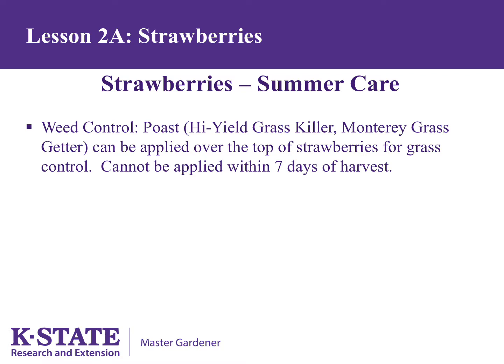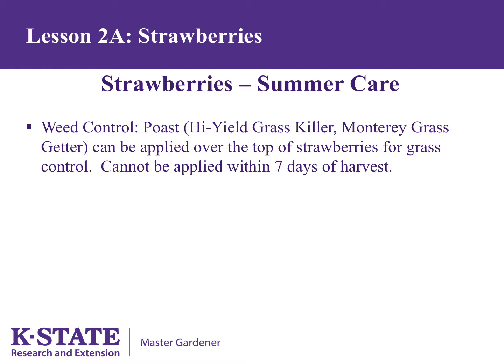Larger plantings, or those that are not in good shape, may require more extensive weed control measures. Poast, found in High-Yield Grass Killer, Monterey Grass Getter, and other products, can be applied over the top of the strawberry plants for grass control. It cannot be applied during or within 7 days of harvest.